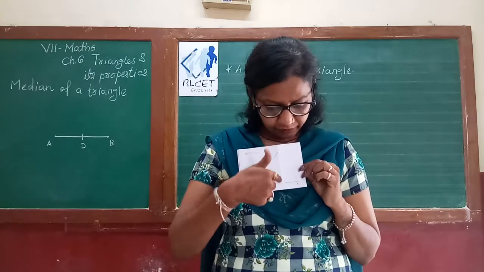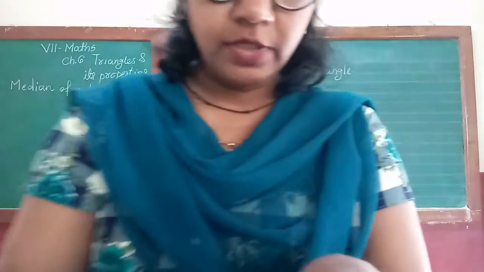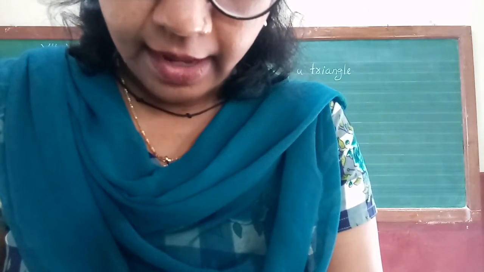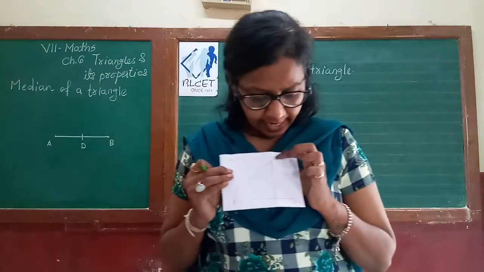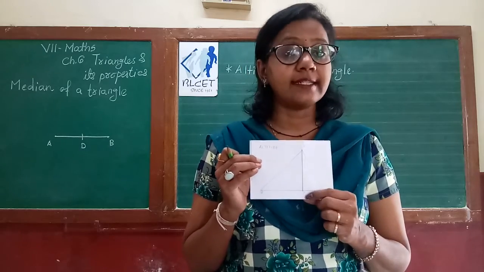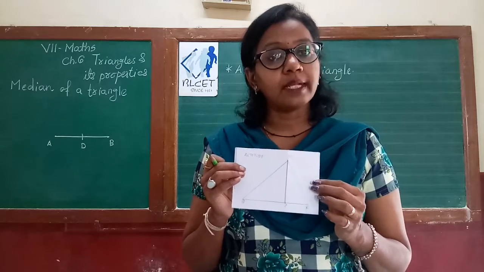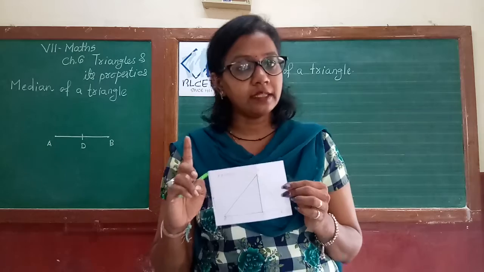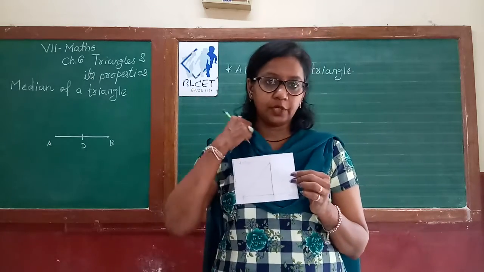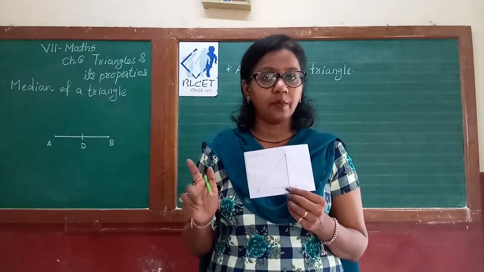If you join this P, suppose I write a point X and join that point, I get the line segment PX. So this PX is nothing but the altitude of the given triangle. Altitude means it gives the height of the given triangle, and that length is known as the altitude. Now, how many altitudes does the triangle have?